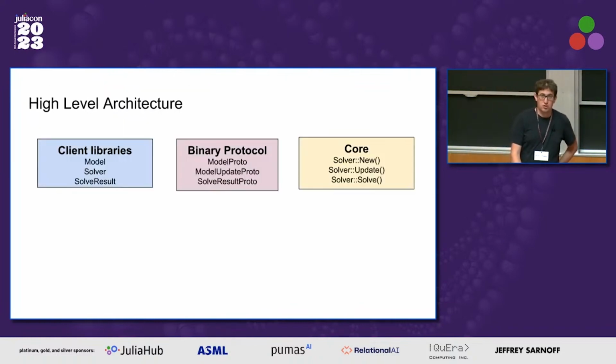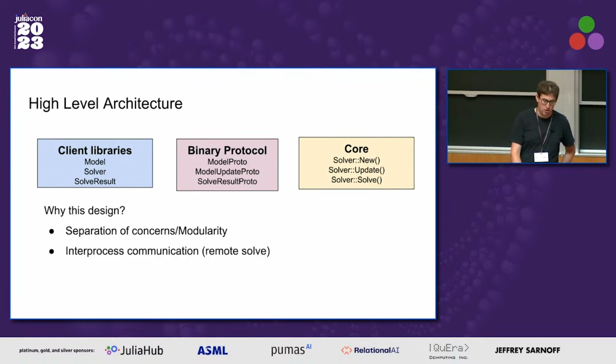OK, so the big pieces are the client, the binary protocol, and the core. And so why did we split up the code this way? I'm not an expert on the JuMP code base, but I know that you have JuMP and you have MOI, so I think you have something similar going on. So separation of concerns is the biggest thing. The client is actually more code than the core. And we don't want to think about the complexity of the client when we're working in the core and vice versa. By isolating everything, but going through a pure data format, it just makes it a lot simpler to reason about the code.